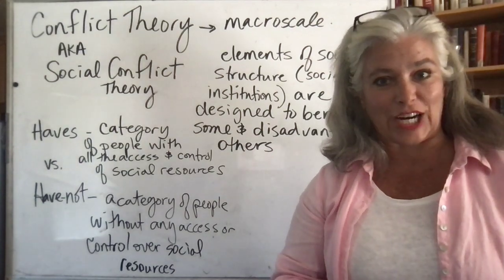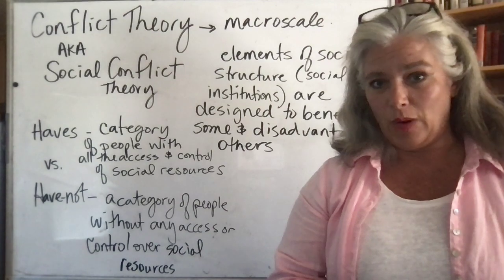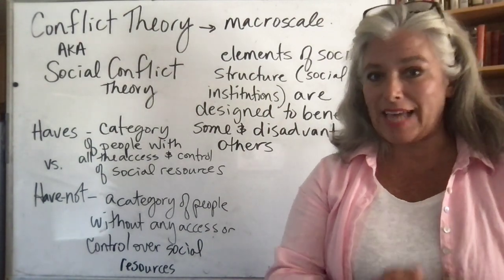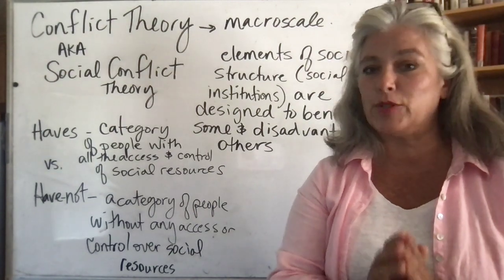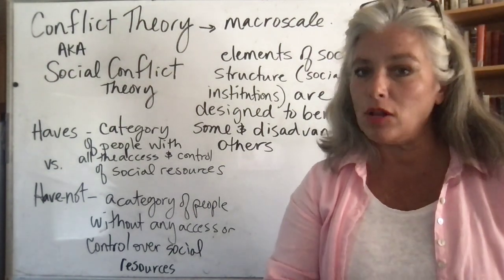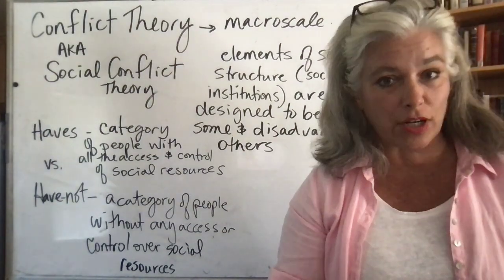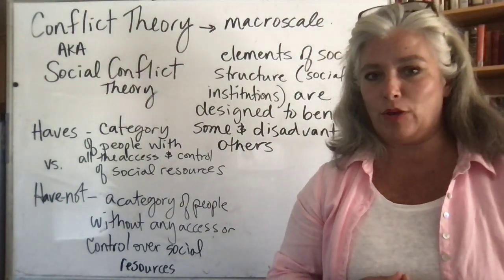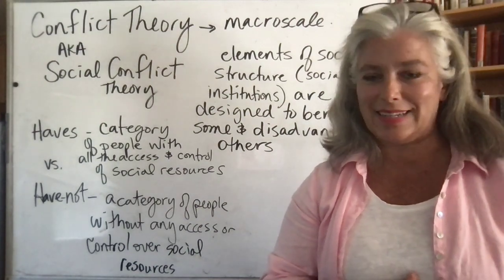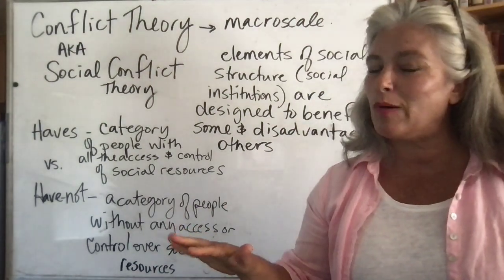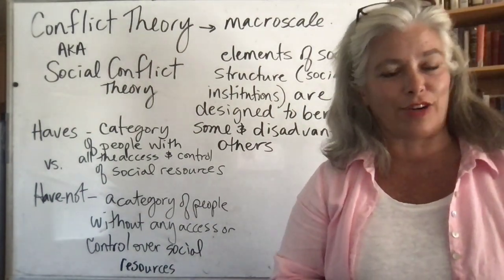Let's tackle conflict theory in this next lesson this week. Conflict theory is the second of the three theories we're really going to hit hard this semester. It's also a macro scale point of view, just like functionalism was. But that's really where the similarities between the two end. It's a completely different point of view, a completely different color lens on the glasses that you're looking through when you examine society.